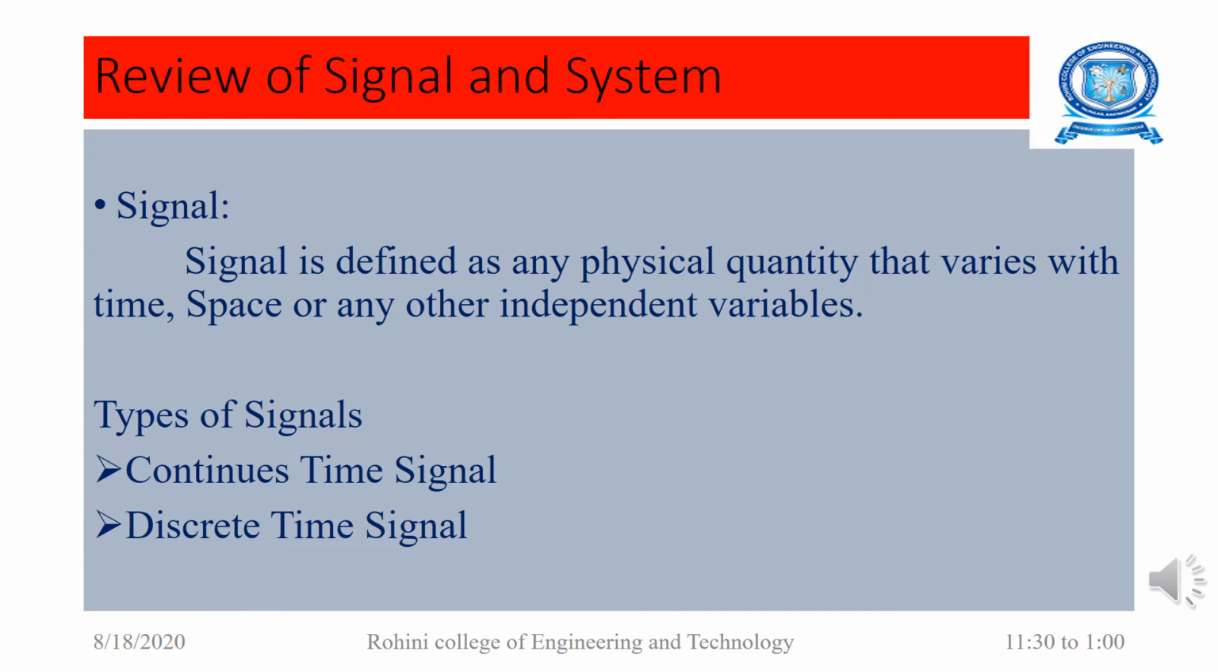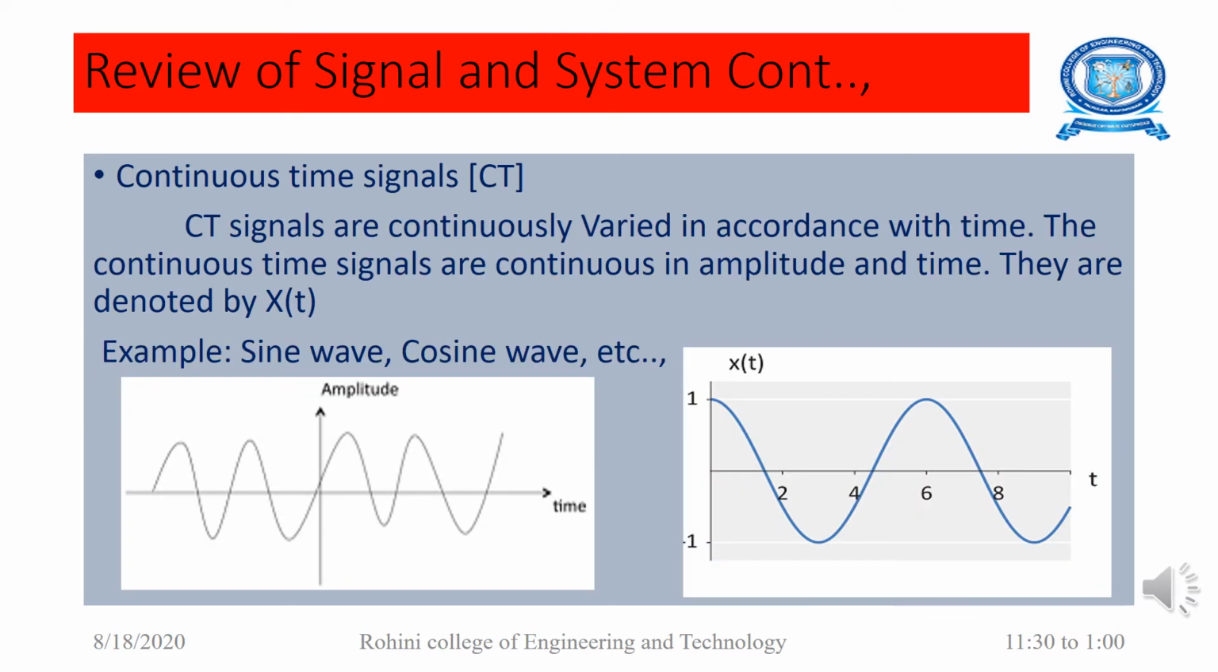Types of signals means continuous time signals and discrete time signals. We use two different types of signals. One is continuous in time, another one is discrete in time. So the continuous in time signal, we simply say, represents CT.